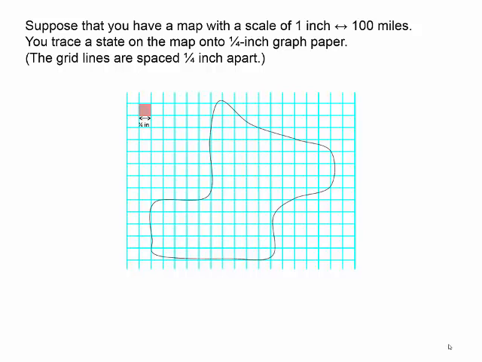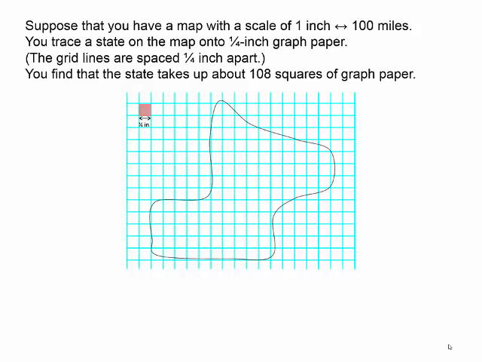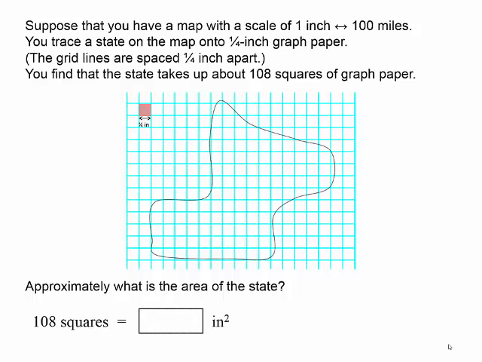Suppose the state takes up 108 squares of graph paper. The task is to estimate the actual area. How would you approach this problem? One way is to first determine how large is 108 squares in terms of square inches, and then use the information that 1 inch represents 100 miles to determine the actual area in miles square.